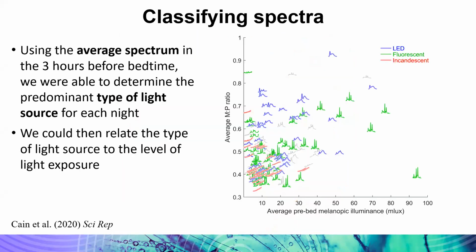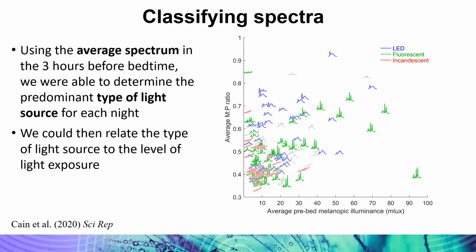And so you can see, one of the cool things we can do with this device is classify the type of light that someone was exposed to, based on the shape of the spectrum. So here's an example, looking at how bright someone's light was before they went to bed on the x-axis. And then on the y-axis is how relatively bright the light was for the circadian system. And so you can see you get clusters of different types of lights.